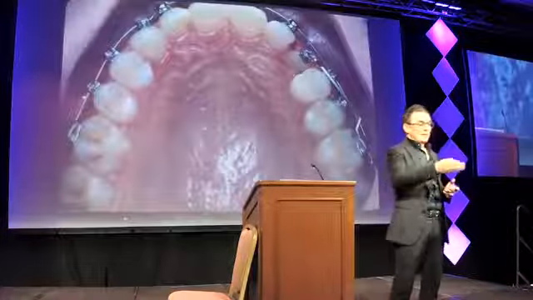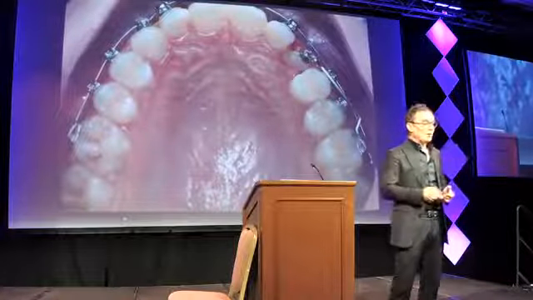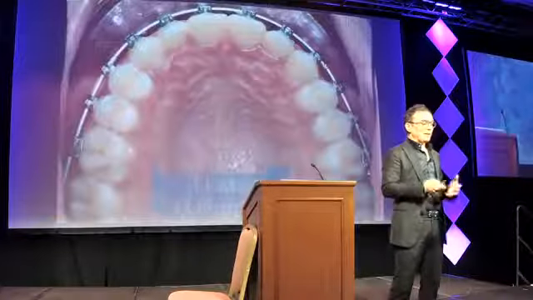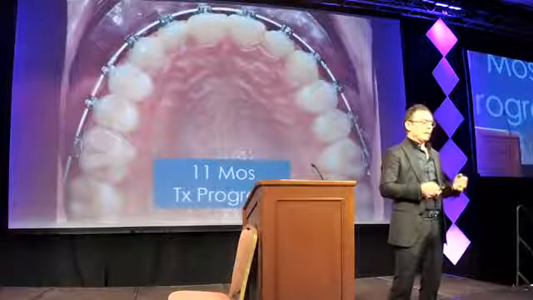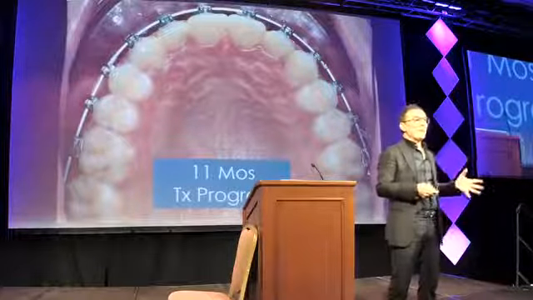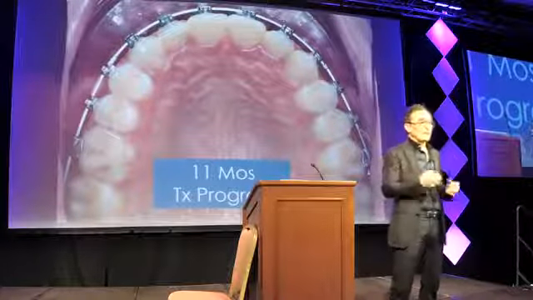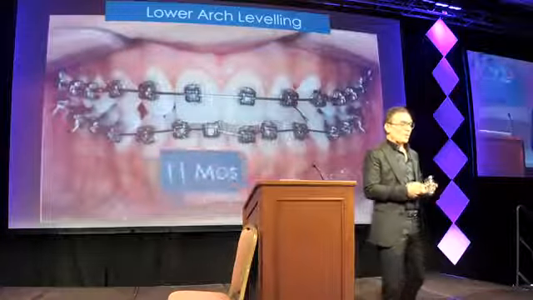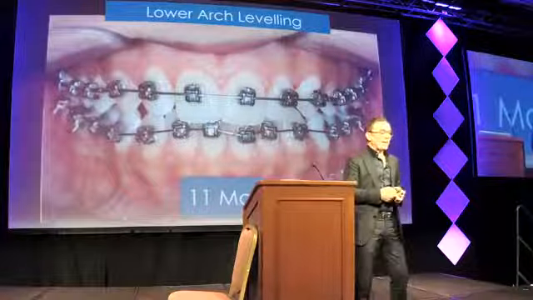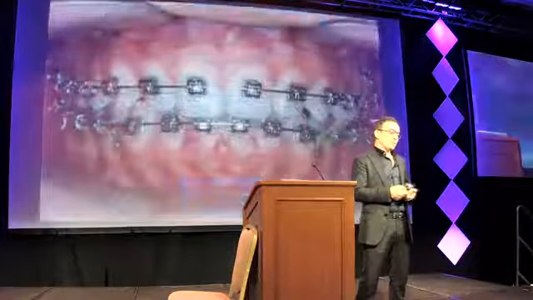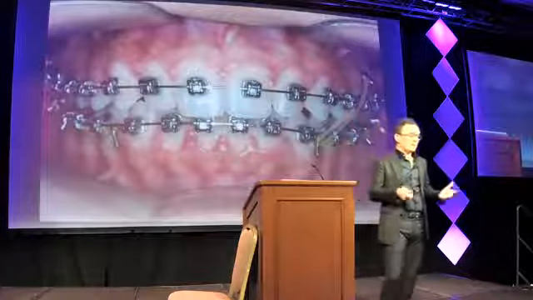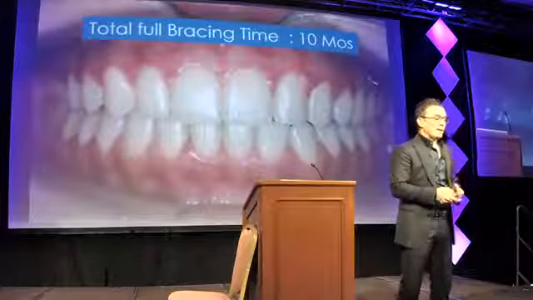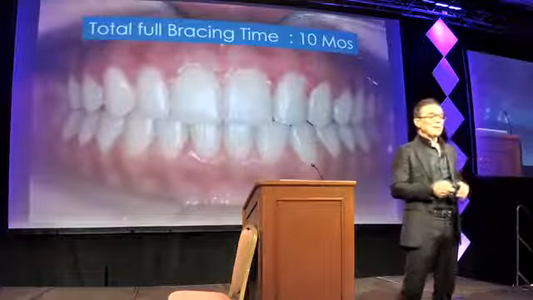We level the 6 and the 5. We finish up. This is the extrusion auxiliary and the bonding of the canine. And 11 months of treatment progress with the full appliance, plus 6 months with just 2 or 3 braces on the left side. We start leveling at 11 months the lower arch to produce this nice, sound, functional occlusion, and finish by using the same mini screw for a class 3 elastic. The total full bonding bracing time is 10 months here.